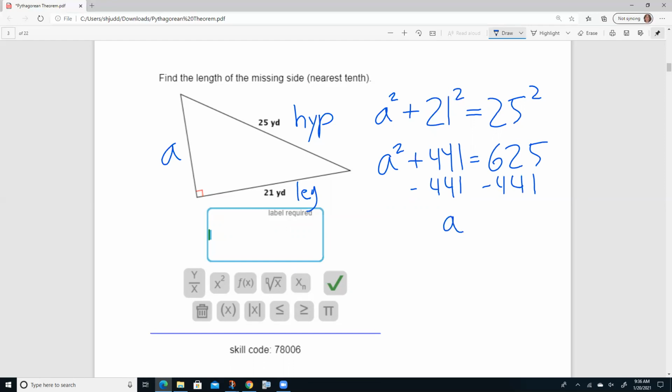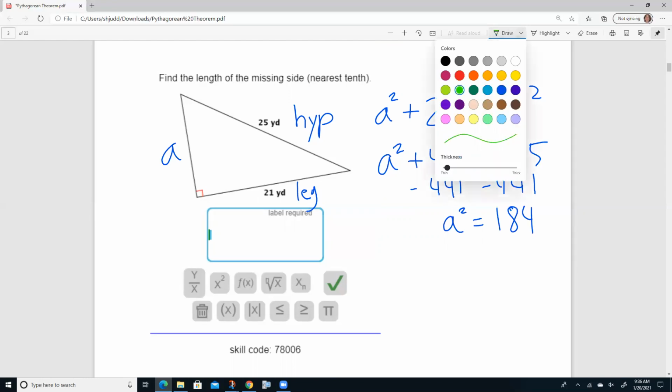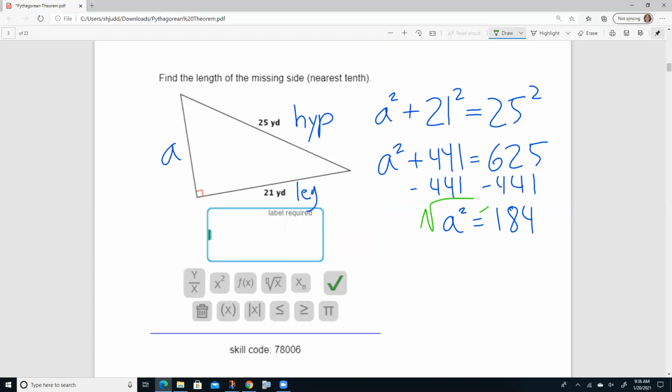And that's going to give me that A squared is equal to 184. Now at this point, I can take the square root. Square root and square will cancel, and the square root of 184 is approximately 13.564. Rounding to the nearest tenth, that's going to give me 13.6, because the 6 will make the 5 round up.